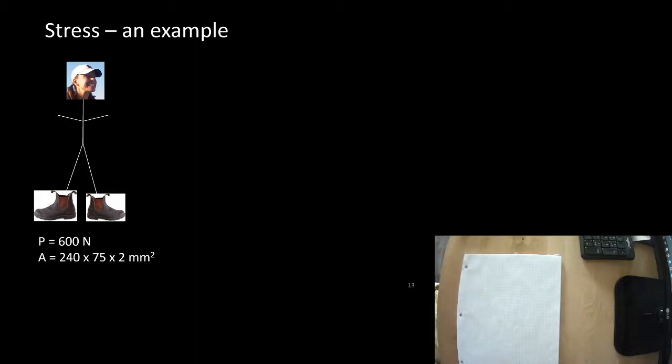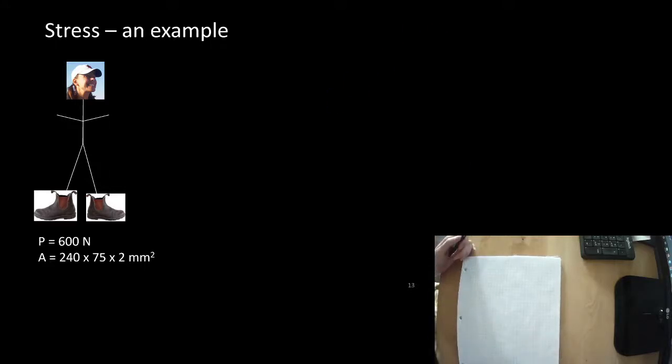Okay, we have me going out, walking around outside, and I want to know what stress my feet exert on the ground. I'm wearing my Blundstones that day, and I know I weigh about 600 newtons, and the area of my Blundstones, which I've measured, is 240 millimeters long by about 3 inches wide or 75 millimeters wide. And I want to know what stress that is on the ground.